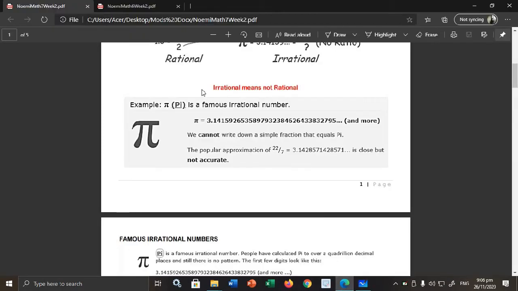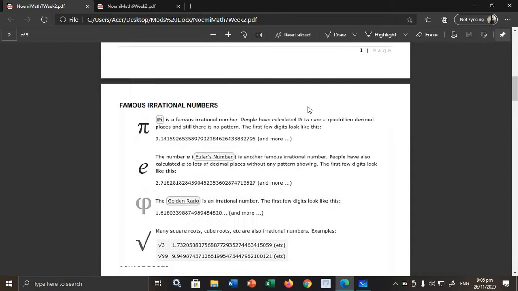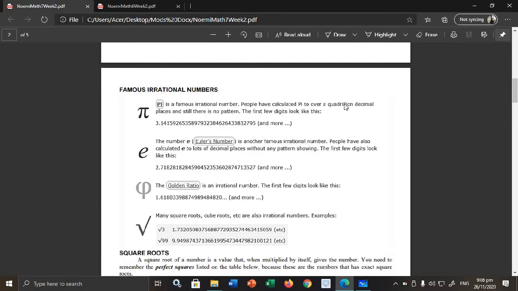Okay? So, I researched some symbols that are considered irrational numbers. First of all, pi is irrational because its value is a non-terminating and non-repeating decimal. Therefore, pi is considered irrational.